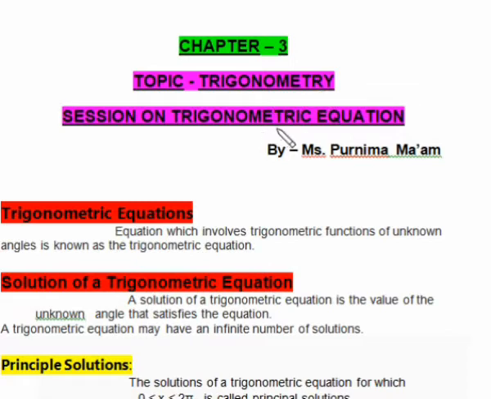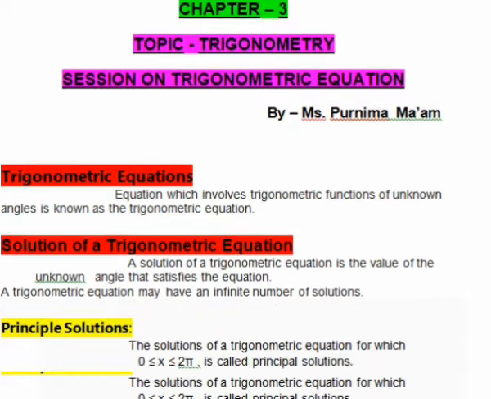Today we are going to discuss the third chapter of mathematics class 11, that is trigonometry, and our subtopic is trigonometric equation. First of all, we discuss what the trigonometric equation is. An equation which involves trigonometric functions of an unknown angle is known as a trigonometric equation. Now how do we find the solution of this trigonometric equation? A solution of a trigonometric equation is the values of the unknown angle that satisfy the equation. A trigonometric equation may have an infinite number of solutions.